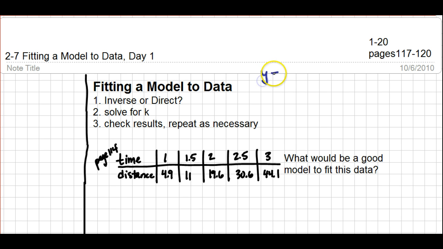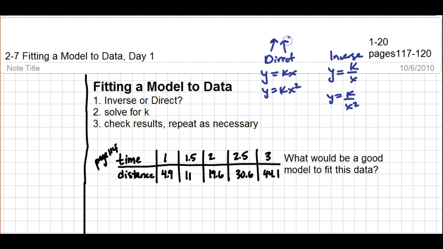So first of all, let's just review all the different models that we have available to choose from. There's the direct ones, which look like that or that, and then there's the 2 inverse ones that we've learned, k over x or k over x squared. So a reminder that these are the direct ones and these are the inverse ones. Remember that for direct situations, as one variable increases, so does the other. And for inverse, as one increases, the other will decrease.